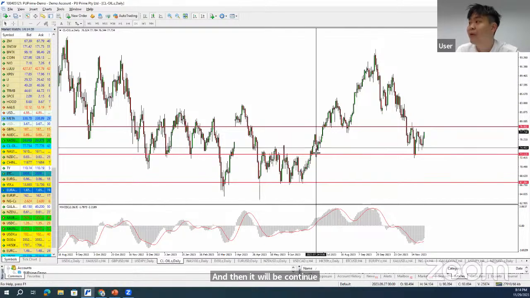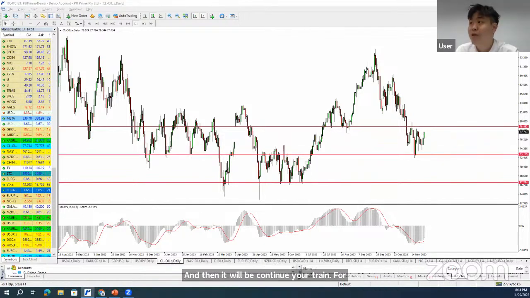and then it will continue your trend. For example, this is the oil market, and we are using the Day 1 time frame. After it breaks above the resistance level around here, it starts to increase aggressively. But if we look at M5, everything will be very complicated, because on M5 you might encounter a lot of uncertainty in the market.